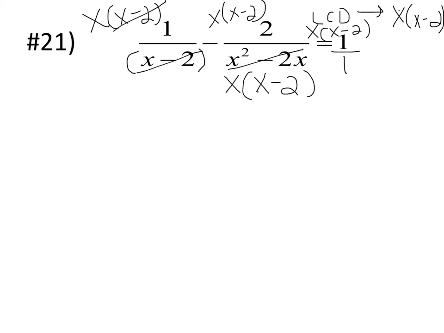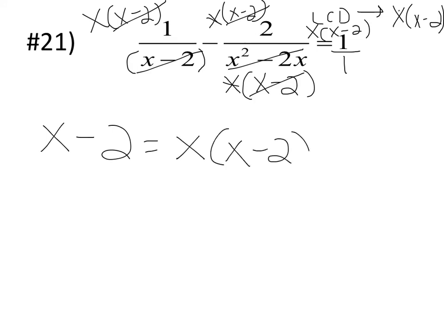These x minus 2's cancel. These x's cancel, and these x minus 2's cancel, and nothing cancels in the last one. So what do we have left? We have 1 times x, which is just x, minus 2 equals x times x minus 2. So we're going to distribute our x. So we have x minus 2 is equal to x squared minus 2x.